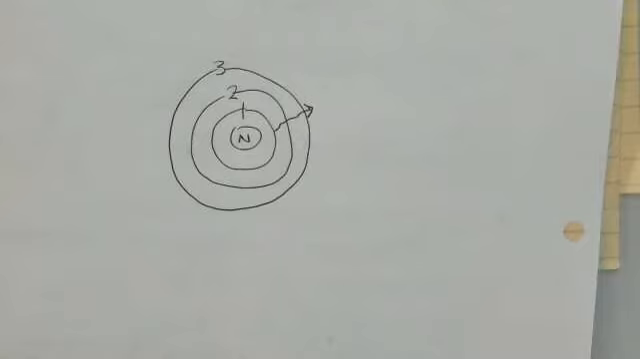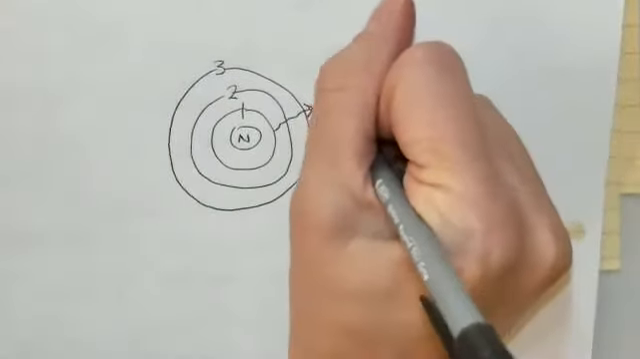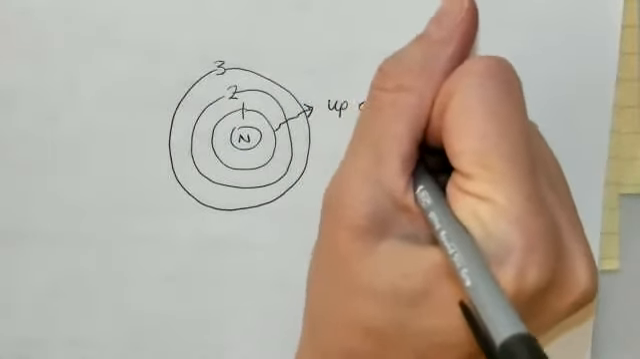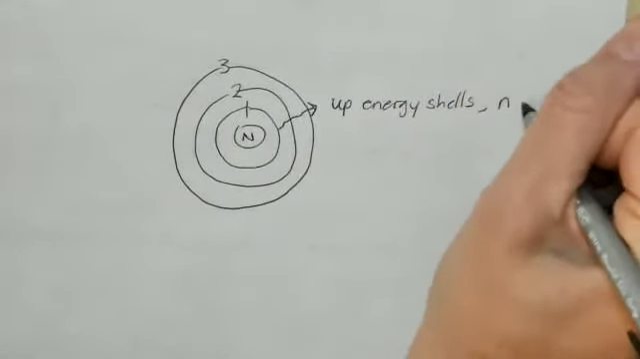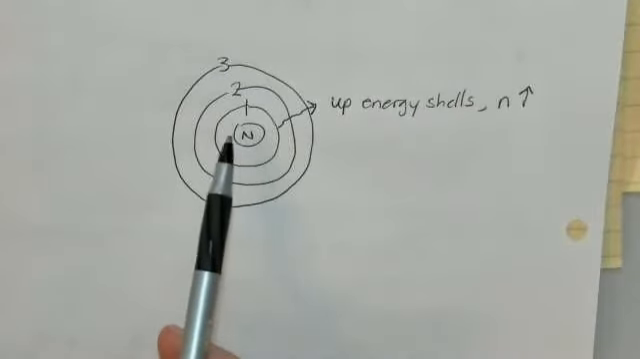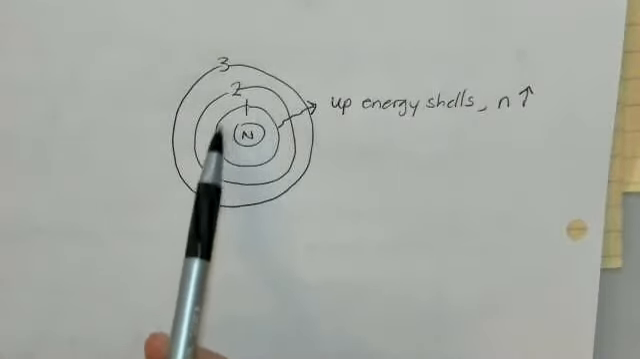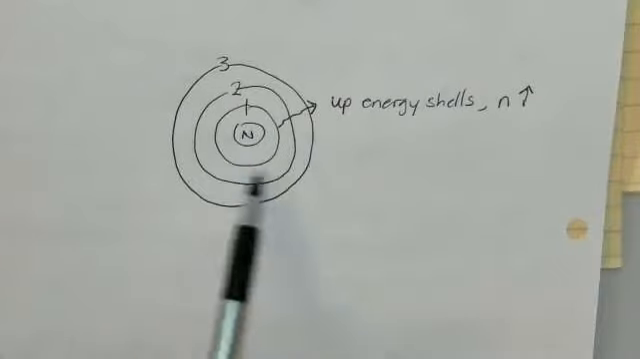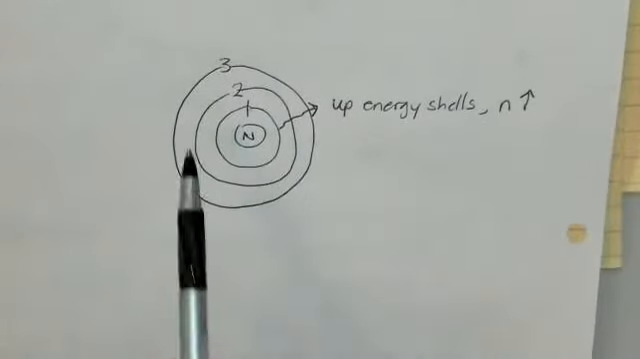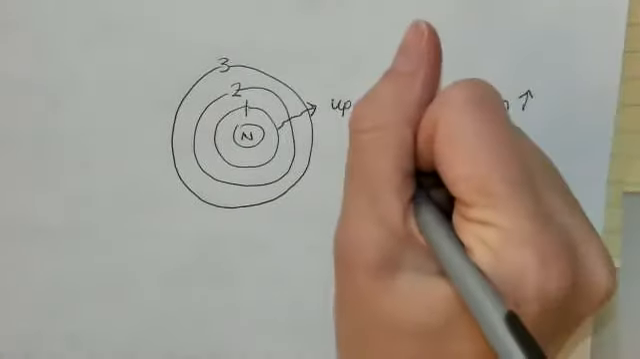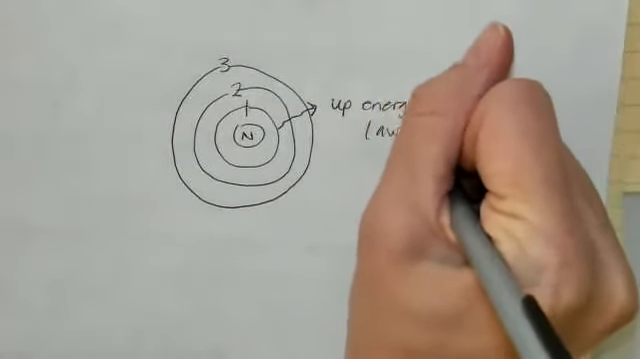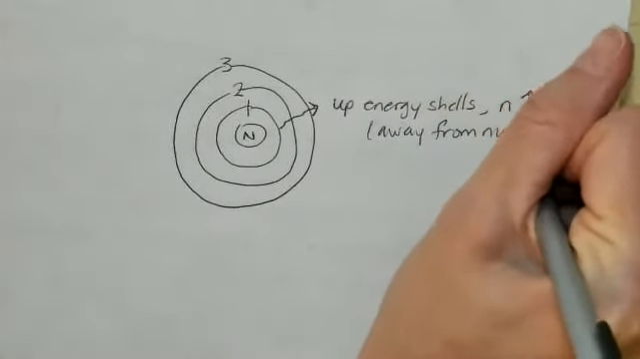The nucleus is where the electron really wants to be, as close to as possible, because that's the positive charge it's attracted to. So when you move up in your energy shells, your N is increasing. N is called the principal quantum number. It is the shells. So N of 1 is the first shell, N of 2 is the second shell, N of 3 is the third shell. So if you're going to move up in energy shells, your N is increasing, and you're moving away from the nucleus.